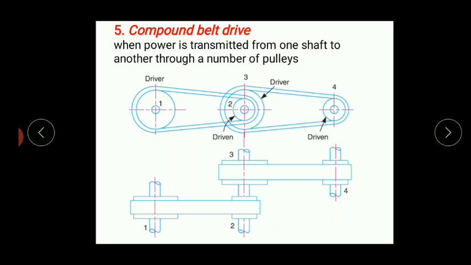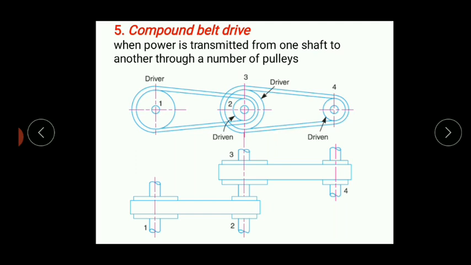One thing is to increase the velocity ratio. The other thing is, if the distance between the driving shaft and the driven shaft is too large, we need to incorporate an idler pulley arrangement in between, so that the motion can be transmitted from the driving shaft to the driven shaft, and without increasing the length of the belt too much, we can use a compounding system.